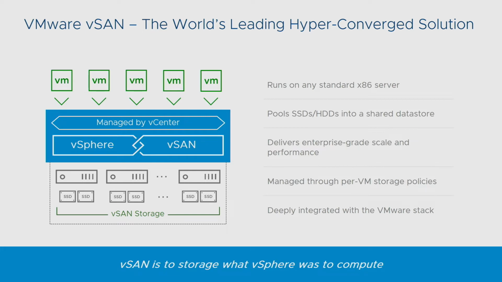I know that most of you are probably technologists and get this stuff. So it's managed through per-VM storage policies. We're gonna talk a lot about that, why it's important, why it's different than what's out there, things like that. And it's deeply integrated with the VMware stack. So the ecosystem really helps fuel the adoption of vSAN. It really helps the hyperconverged story. And hopefully you take away some points around that.